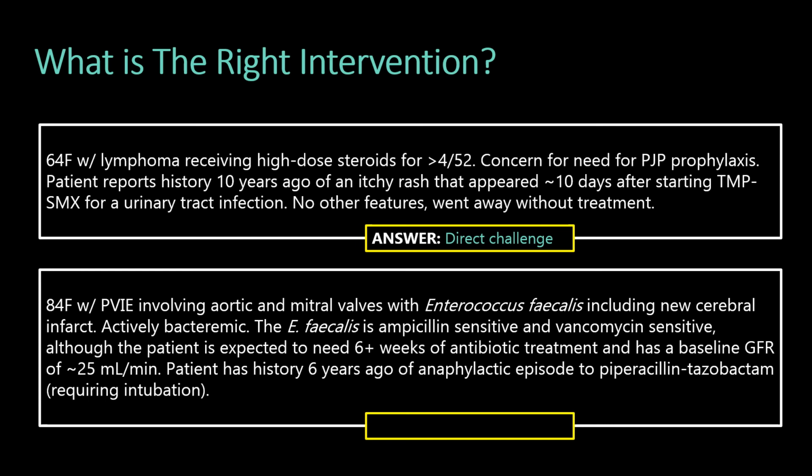In our second case, a patient who has prosthetic valve endocarditis with Enterococcus faecalis, which is ampicillin sensitive, has a penicillin allergy 6 years ago, which involved anaphylaxis to piperacillin-tazobactam, requiring intubation. So how would you approach this case if we prefer ampicillin to other options like vancomycin, since she has poor baseline renal function? This would be a good niche use of desensitization, since we would predict a bad outcome with full dose challenge of ampicillin in this particular case.